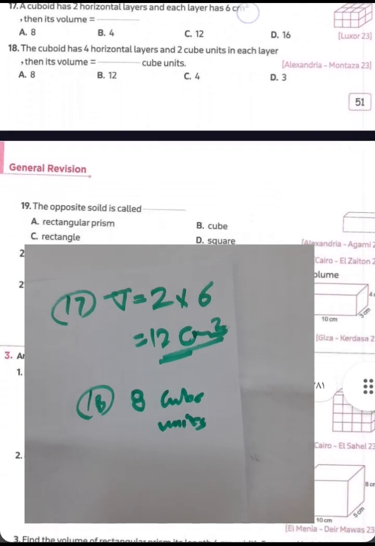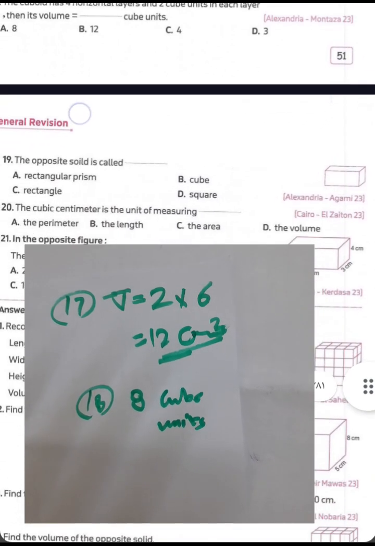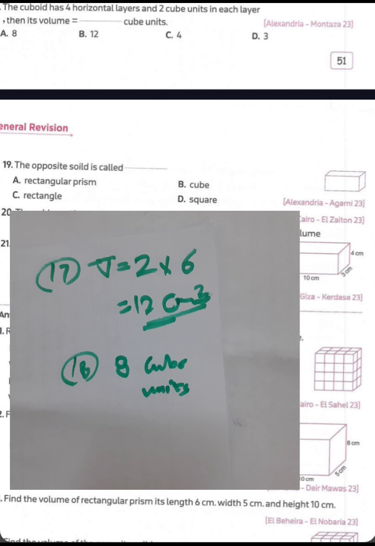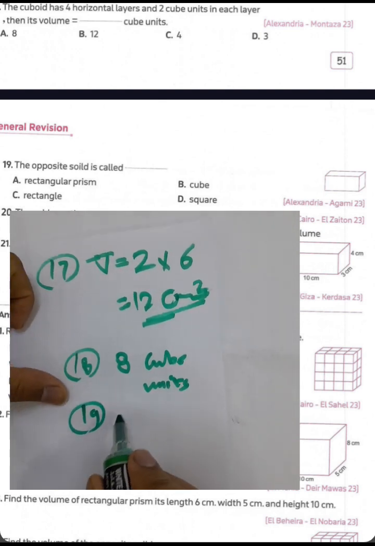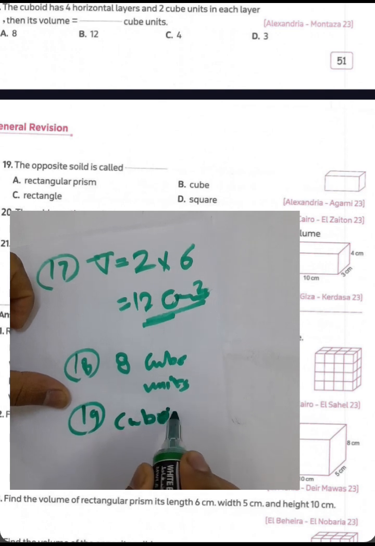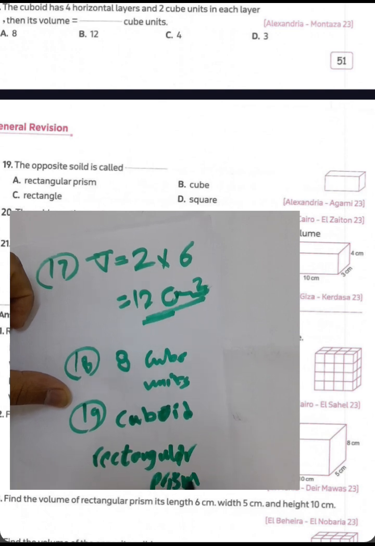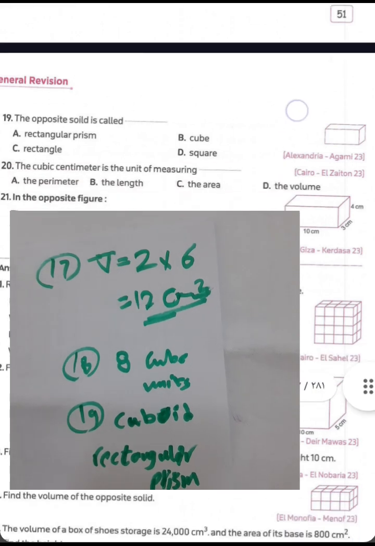Now we will solve question number 19. The opposite solid is called a cuboid, or rectangular prism. You can call it cuboid, or you can call it what? We can call it rectangular prism. Okay, rectangular prism or cuboid. Choose letter A.